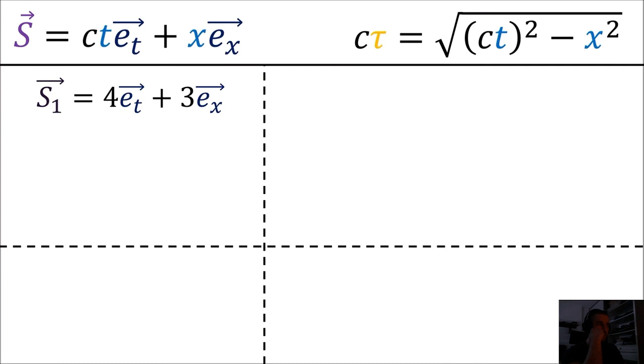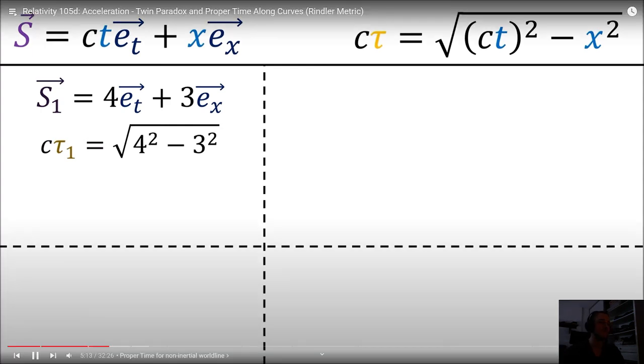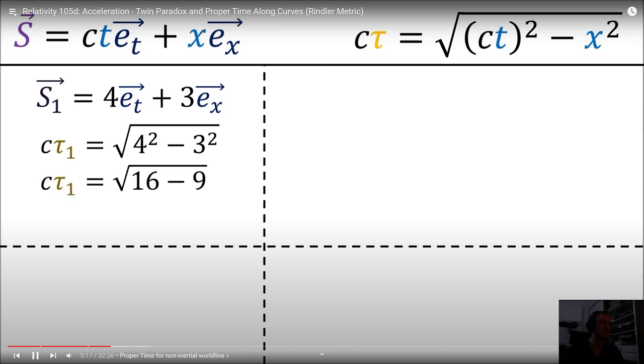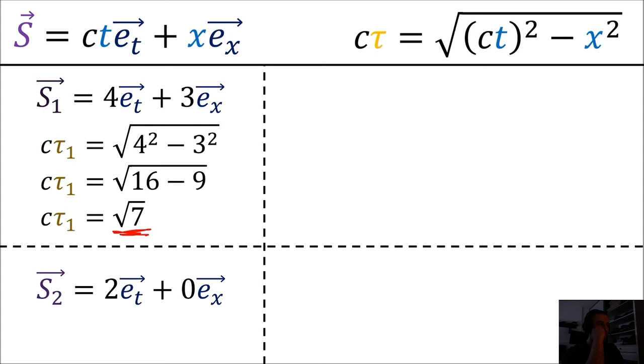For S1, the time component is 4, and the x component is 3. So the proper time c times tau equals the square root of 4 squared minus 3 squared. This is the square root of 16 minus 9, or just the square root of 7. For S2, we can read c times tau equals 2 directly from the time component of the vector, since the vector has 0 space components and therefore no time dilation happens to the proper time.